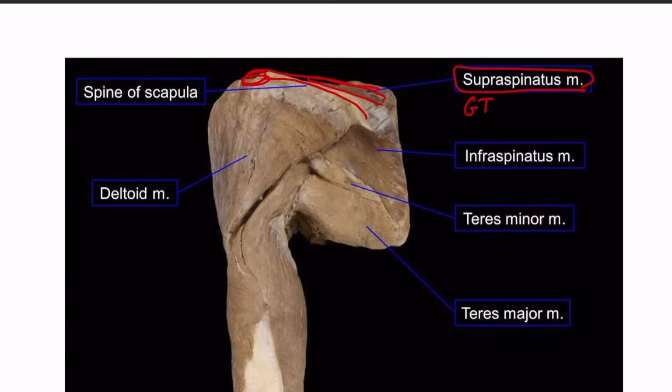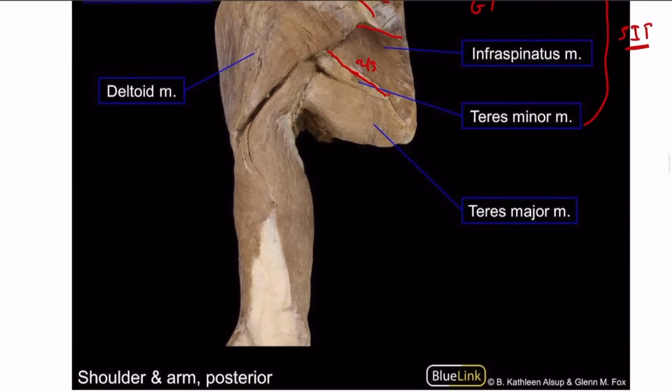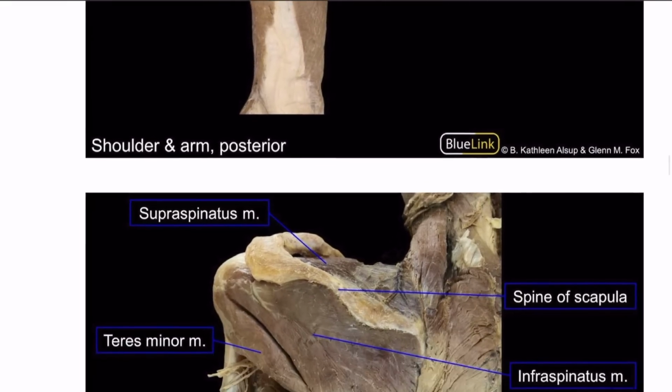The infraspinatus muscle takes origin from the infraspinous fossa. And the teres minor muscle, as you see here, this is the lateral border of the scapula. So it takes origin from the upper two-thirds of the lateral border of the scapula and then inserts into the greater tuberosity as well. So these are the set of muscles, and they all insert into the greater tuberosity. Okay, so look at that.